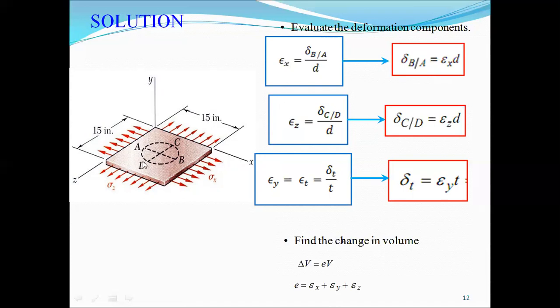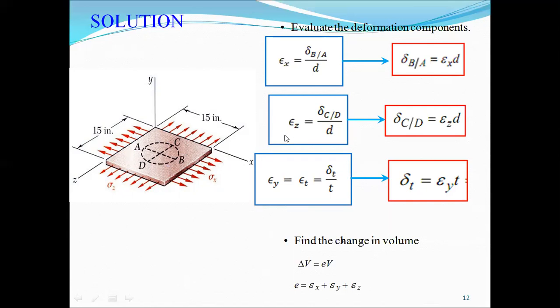The strain along x direction would be epsilon x, equal to the change in length AB, that is delta AB, divided by the diameter of this circle, that is length AB. From there we could find the change in length AB, delta AB, is equal to epsilon x times d, where d is the diameter of the circle which is described on the plate.